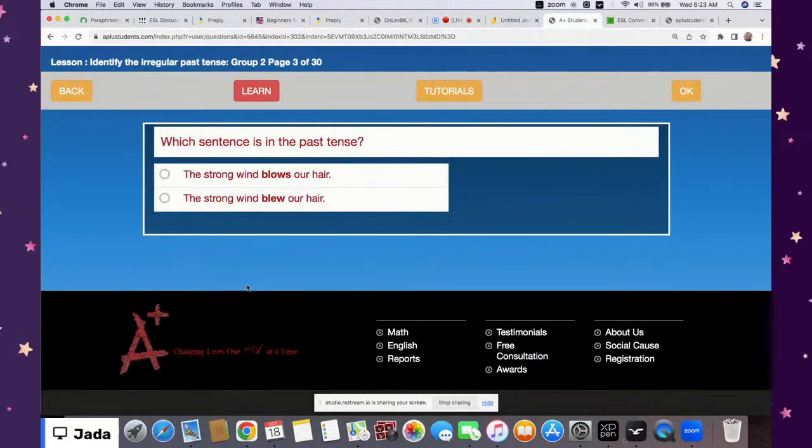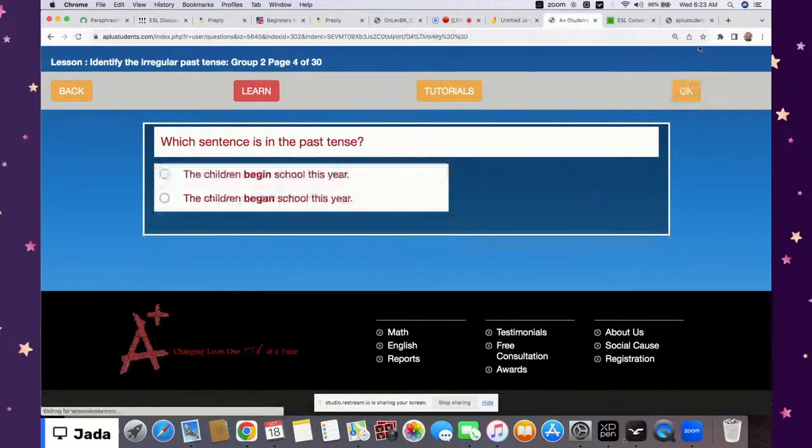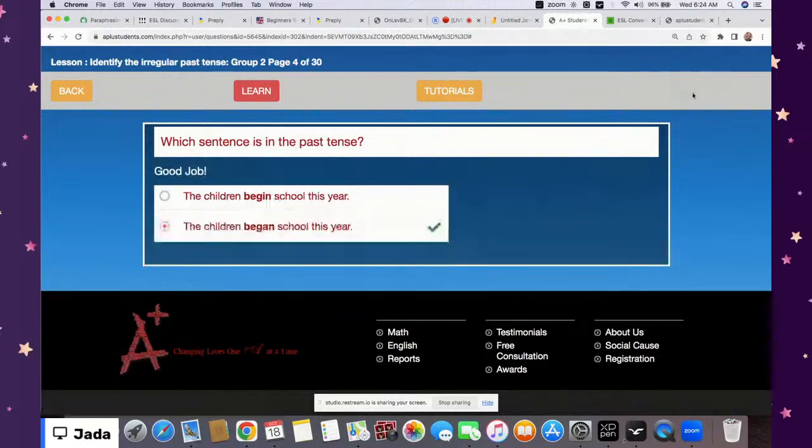Which sentence is in the past? We have the strong wind blows our hair, the strong wind blew our hair. So is it going to be blew or blow? So it's blew. Then we have begin and began. The children begin school next year. The children began school this year. So it's going to be began because we're talking about the past.